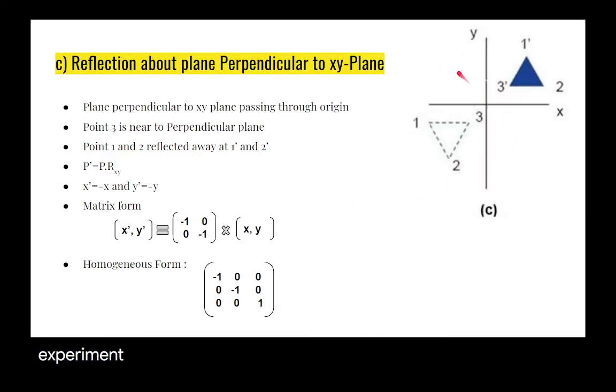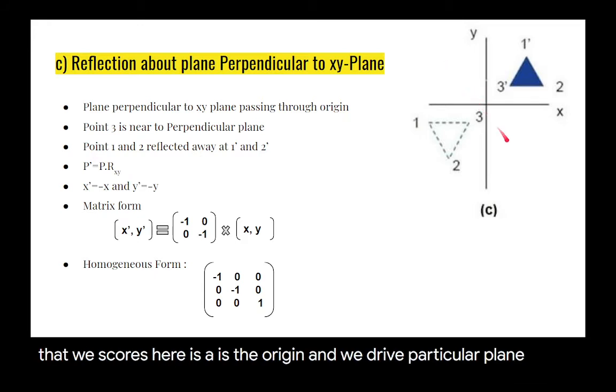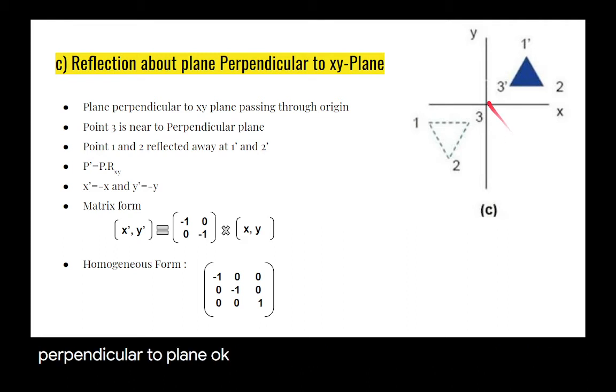Let us suppose here is the origin and we draw a particular perpendicular plane. Here is a 2D drawing, so I can't show you fully. Here is a perpendicular plane.